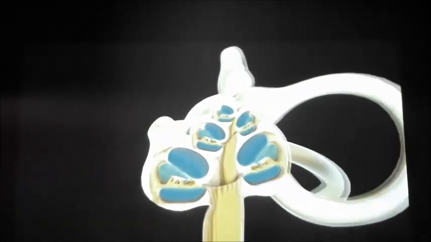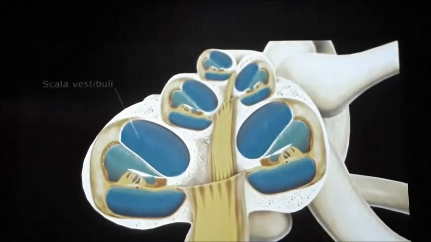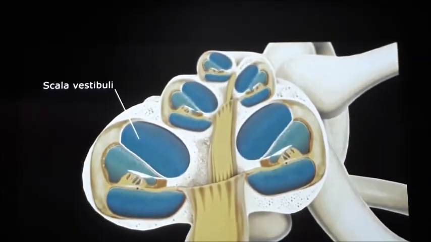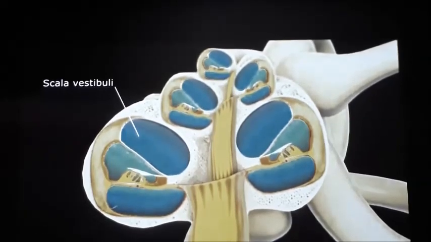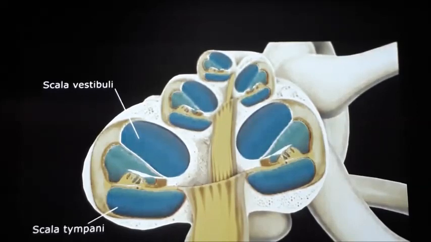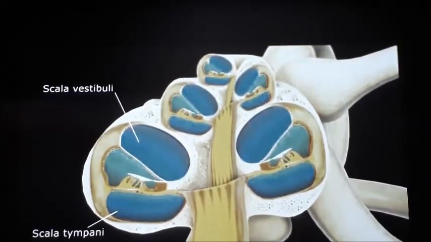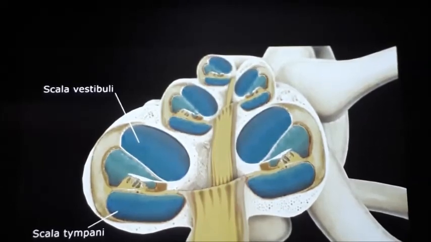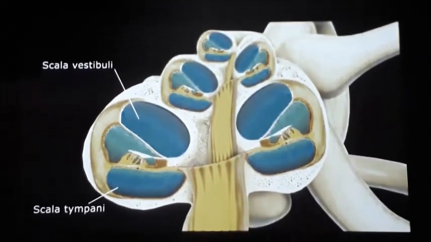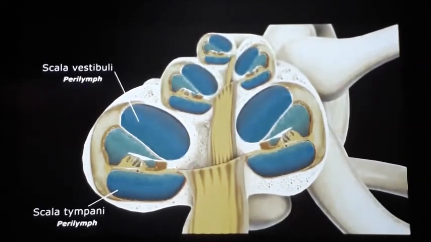In cross-section, the uppermost chamber is called the Scala vestibuli. The oval window is situated at the base of this chamber. The lowermost chamber is called the Scala tympani. At the base of this chamber is where the round window is located. Both the Scala vestibuli and Scala tympani contain perilymph.